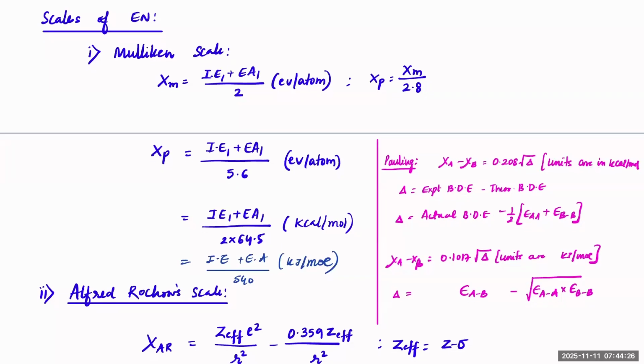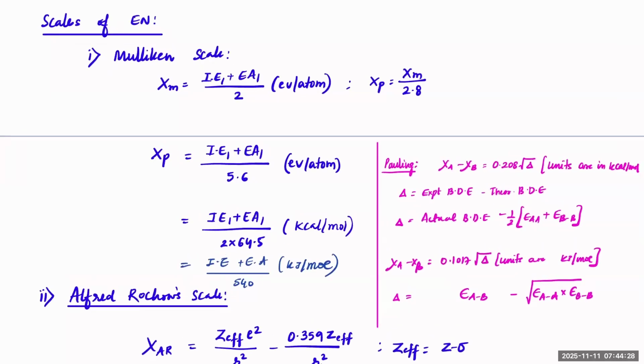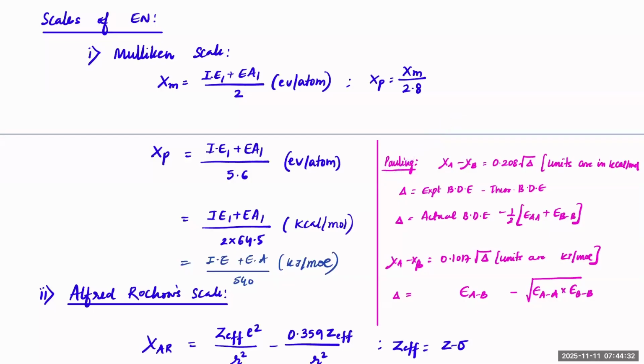Check out the scales and their values quickly. What is the Mulliken scale, what is the Allred-Rochow scale, and how is the Pauling scale defined? So how do we find the electronegativity difference using the Pauling scale, Mulliken scale, and Allred-Rochow scale?